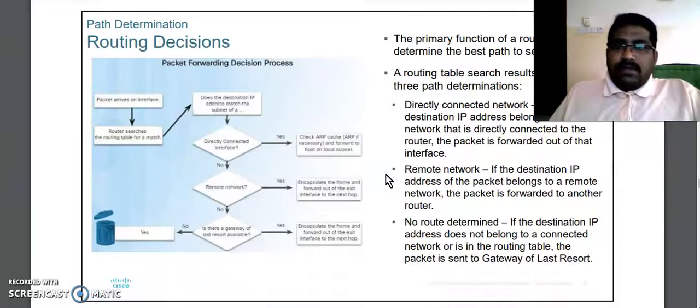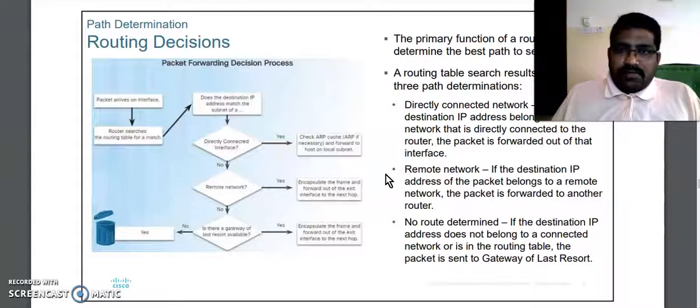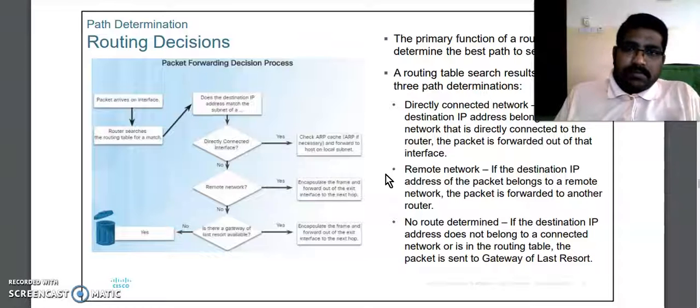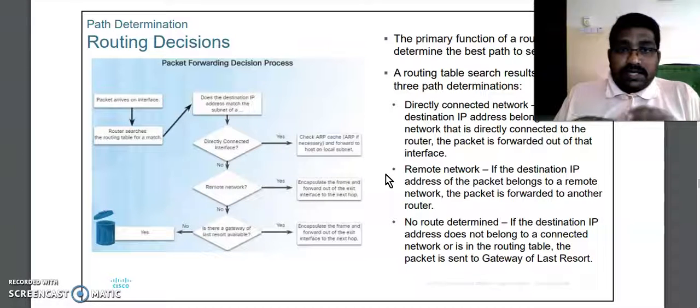And then, when a router receives the packet, the router has to find out the best route. First, after receiving the packet, the router will search the routing table. A routing table search results in one of three path determinations. First, the router will check whether the destination is connected directly with the router or not. If it is directly connected, it will immediately forward the packet.